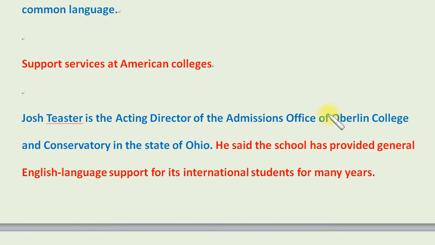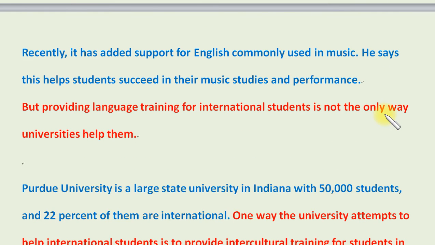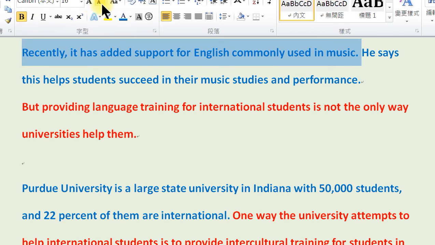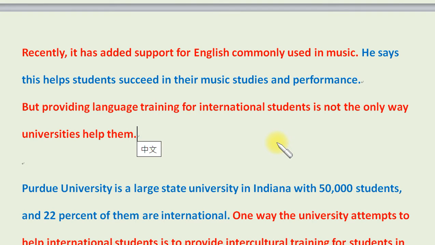Josh Teester is the acting director of the admissions office of Oberlin College and Conservatory in the state of Ohio. He said the school has provided general English language support for its international students for many years. Recently, it has added support for English commonly used in music. He says this helps students succeed in their music studies and performance.